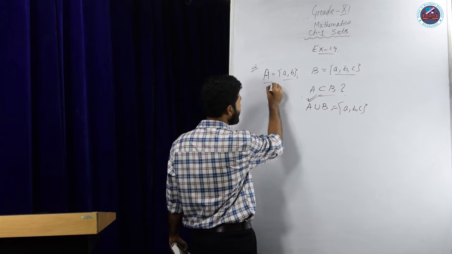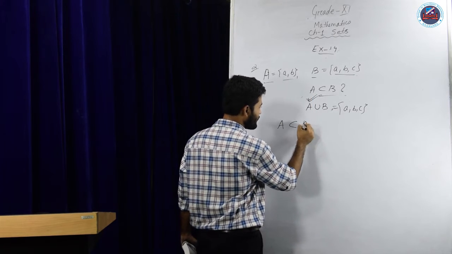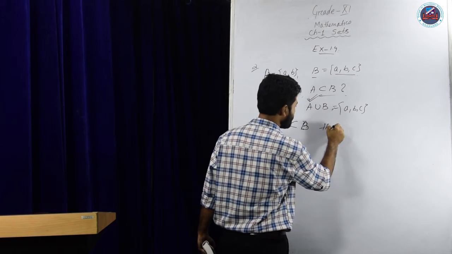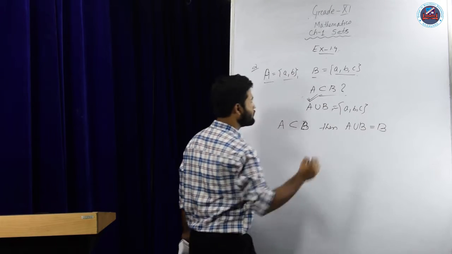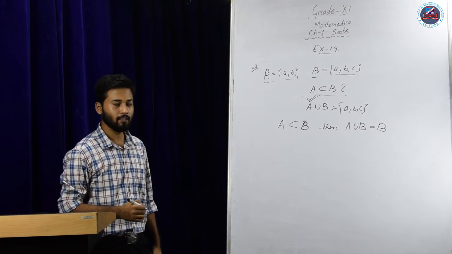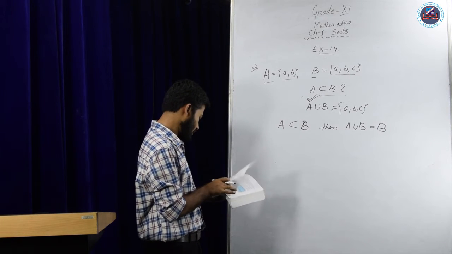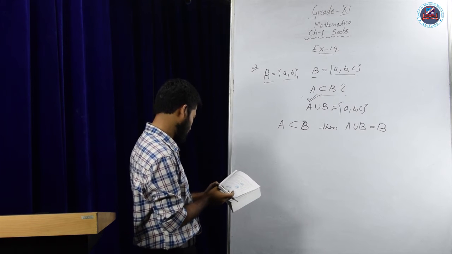If A is a subset of B, in general, if A is a subset of B, then A union B is always equal to B. Yeah? So this is a specific example. Now let us see question number 5.